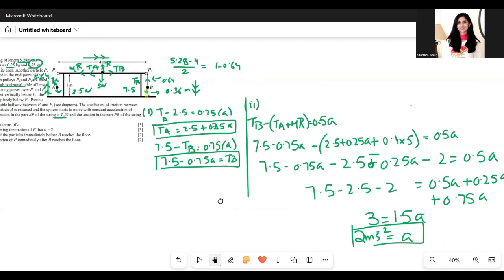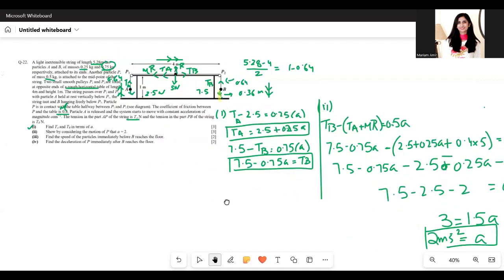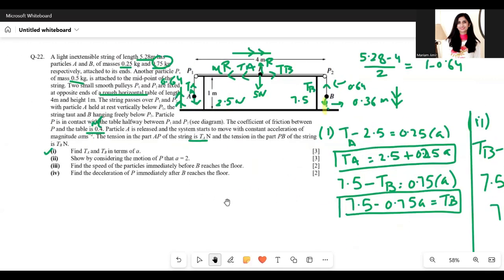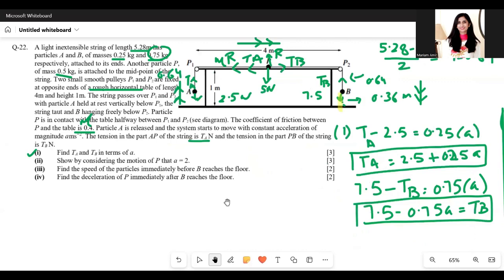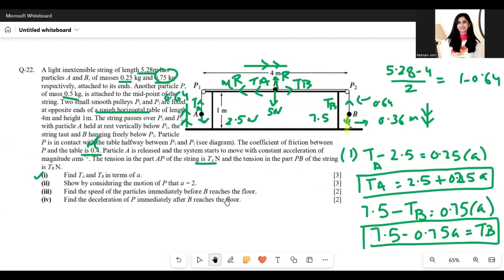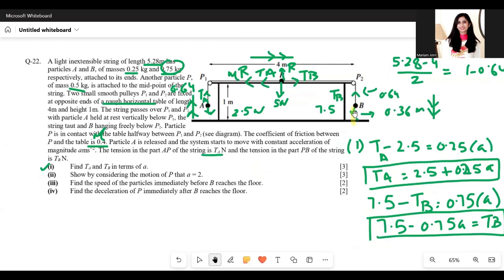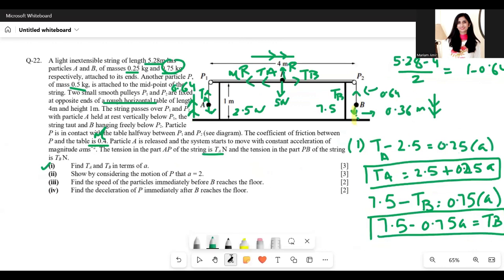So we have the value of acceleration. Back to the question. It says find the speed of the particles immediately before B reaches the floor. So for B, what do we know? Part 3. We know that initially it was at rest, so u is 0. We also calculated the distance here, so the distance it's covering is 0.36. We just found the acceleration of the connected particles. It is 2. So using these, we can find v.